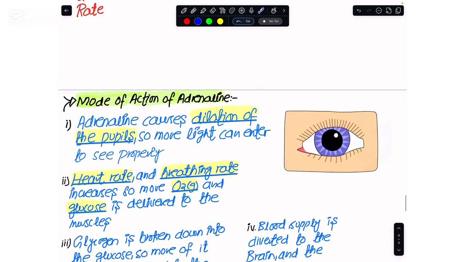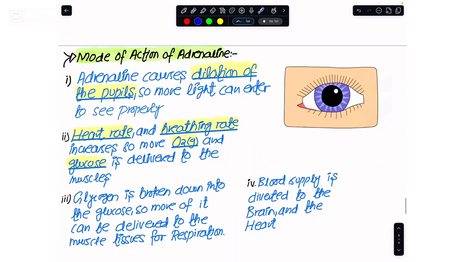So here we will quickly see what this adrenaline hormone is actually doing. Earlier, in the nervous coordination chapter, I taught you about the eyes. In the eyes we have this pupil, and the pupil actually controls the entry of light. So this adrenaline would bring about the dilation of the pupil. And when the pupil is dilated, more light would enter, and that means we would have a very good view now.